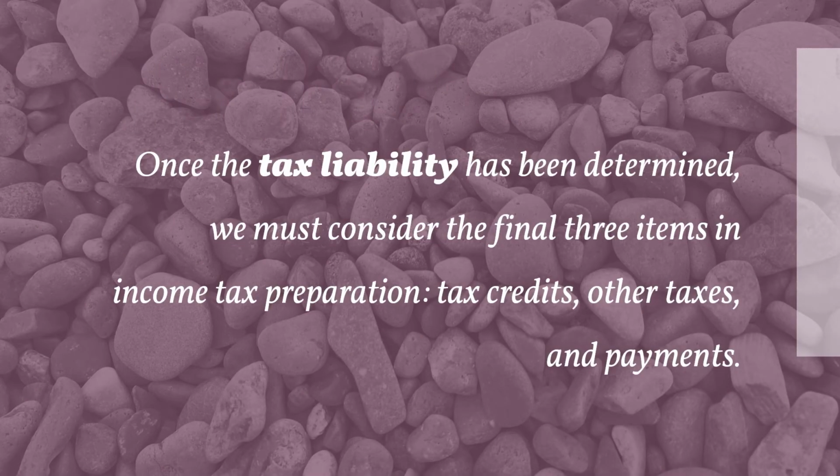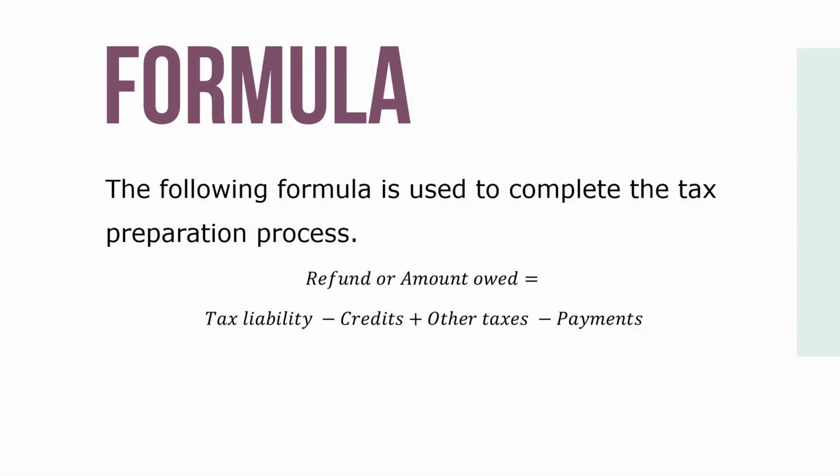Once tax liability has been determined, we must consider the final three items in income tax preparation: tax credits, other taxes, and payments. The following formula is used to complete the tax preparation process. Note, when the result is a positive number, it's the amount of tax owed. When the result is a negative number, it indicates a tax overpayment by that amount. When an overpayment occurs, the taxpayer has the option of receiving a refund or applying the amount of the overpayment to the next year's estimated tax.